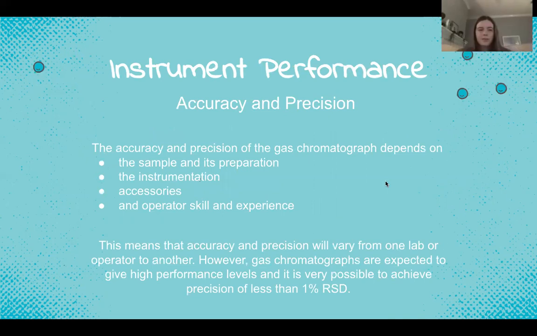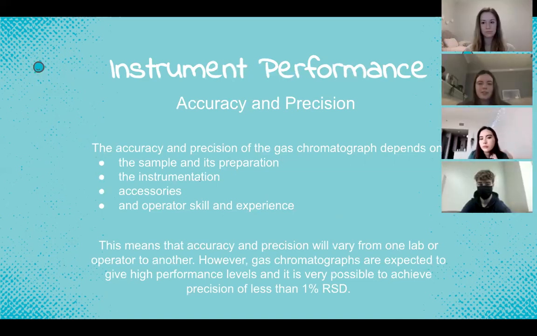Okay, for instrument performance, we first start off with accuracy and precision. And before we get into that, I just wanted to state the simple definitions of accuracy and precision because many people get them confused. So accuracy refers to how close a measurement is to the true or accepted value, while precision refers to how close measurements of the same item are to each other.